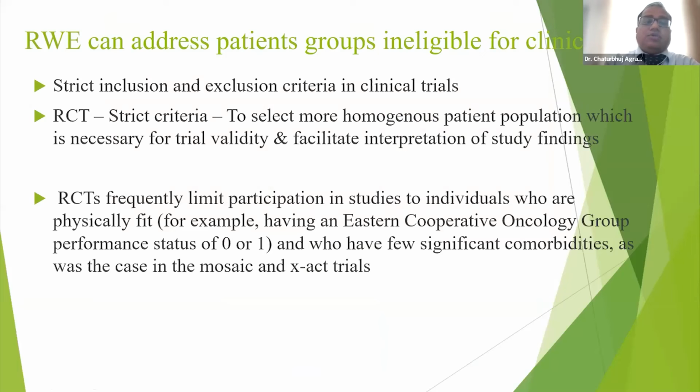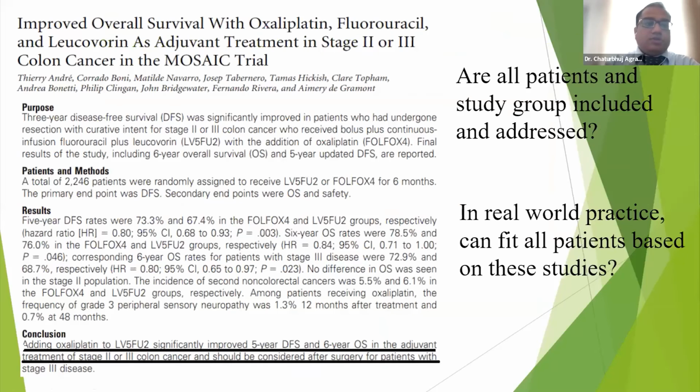There are strict inclusion and exclusion criteria in clinical trials. We have seen all these things, so I will quickly skip this slide. Now, what I wanted to present with this example is the improved overall survival with the MOSAIC trial, which we are all aware of, in adjuvant colon cancer. When this trial was done, they found that oxaliplatin-based chemotherapy remains the mainstay of adjuvant treatment for early stage CRC patients.